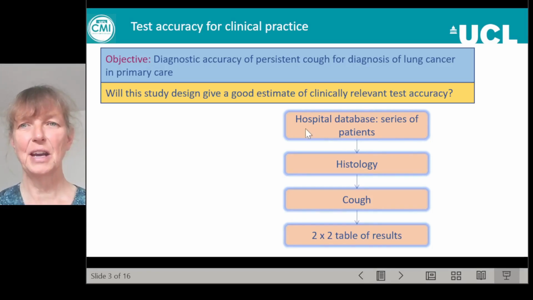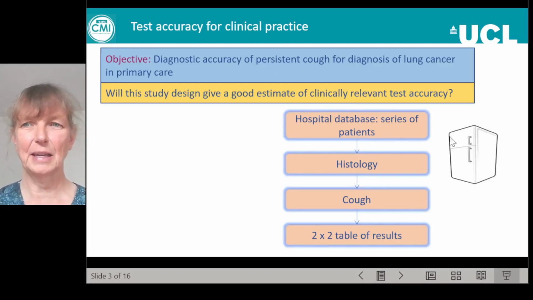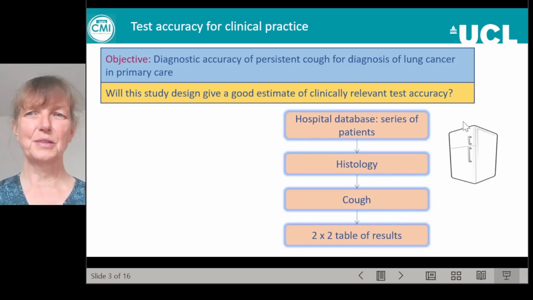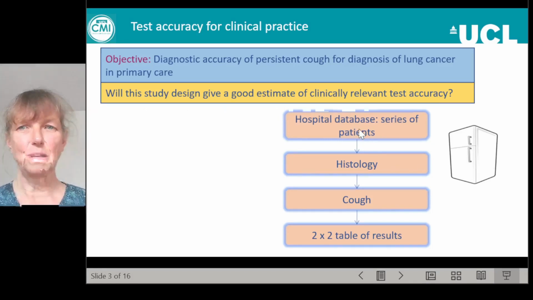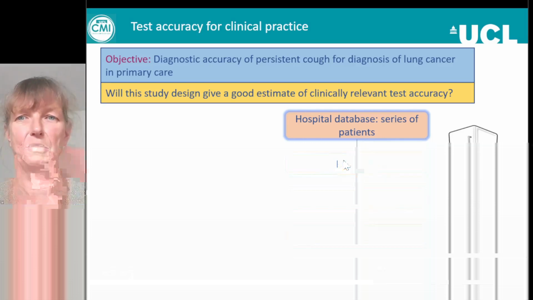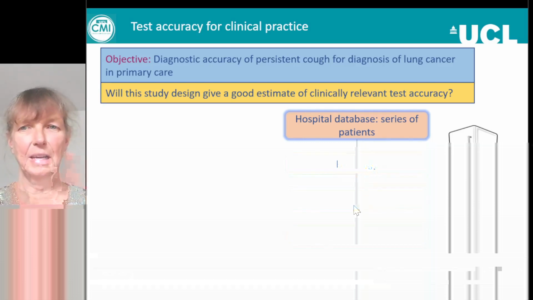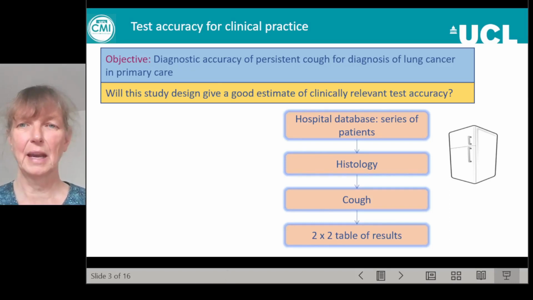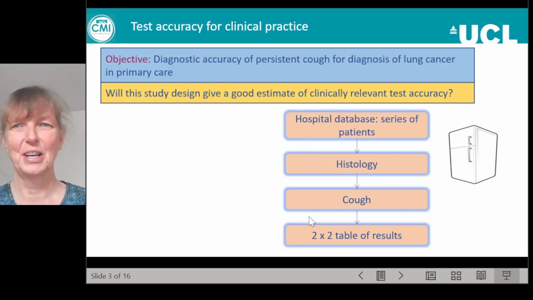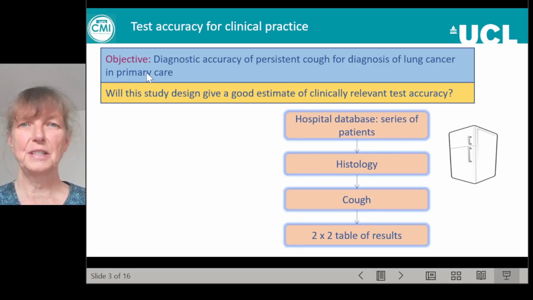So here's the first design, where we've gone into the hospital database and we found a series of patients. I tend to think of this sort of study design as a bit like this. We're in the hospital database and we found the histology results for where they got the diagnosis of lung cancer. And then we look through the notes and work out whether they were recorded as having a cough at the time that they came to the hospital. And then we compare the two sets of results and we look at the diagnostic test accuracy. So will this study give us a good estimate of clinically relevant diagnostic test accuracy for diagnosis in primary care?